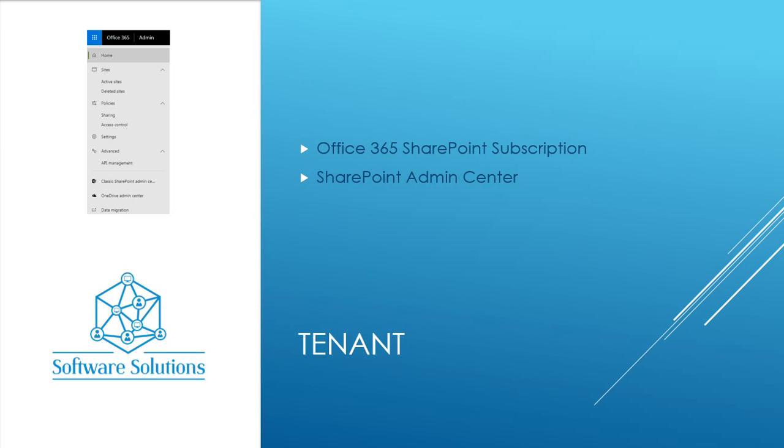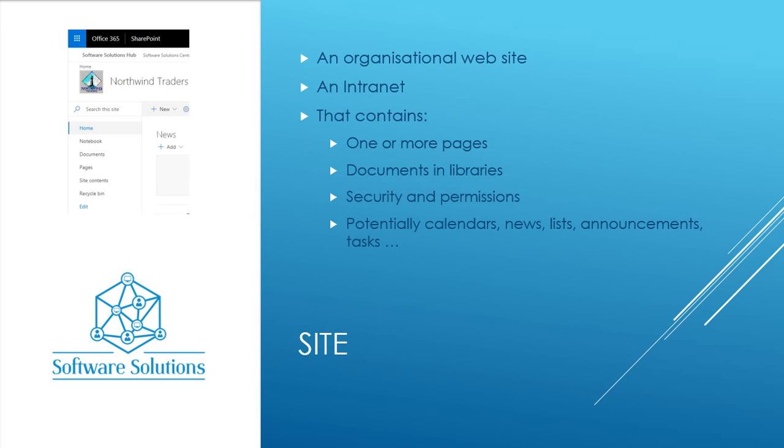Next, let's look at the term site. The site is actually your organization website. The SharePoint site is actually an intranet, and the site contains many pages, or maybe just one page. It contains documents, usually in libraries, and a site will have security and permission settings, and potentially a site will have a number of web parts, such as calendars, news, lists, and announcements. So a site is basically a website, and your tenant could have one or many sites.